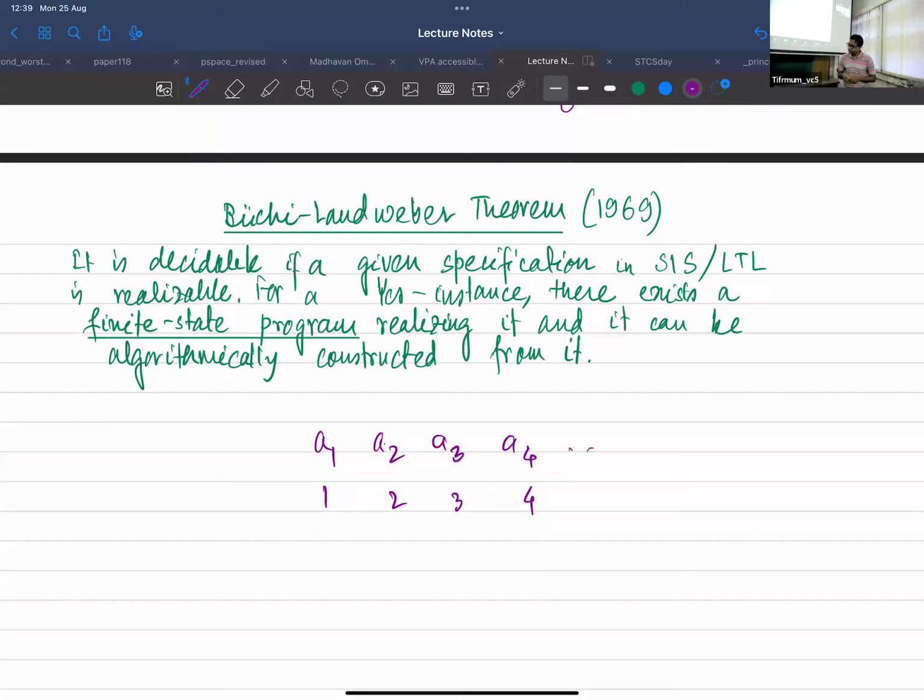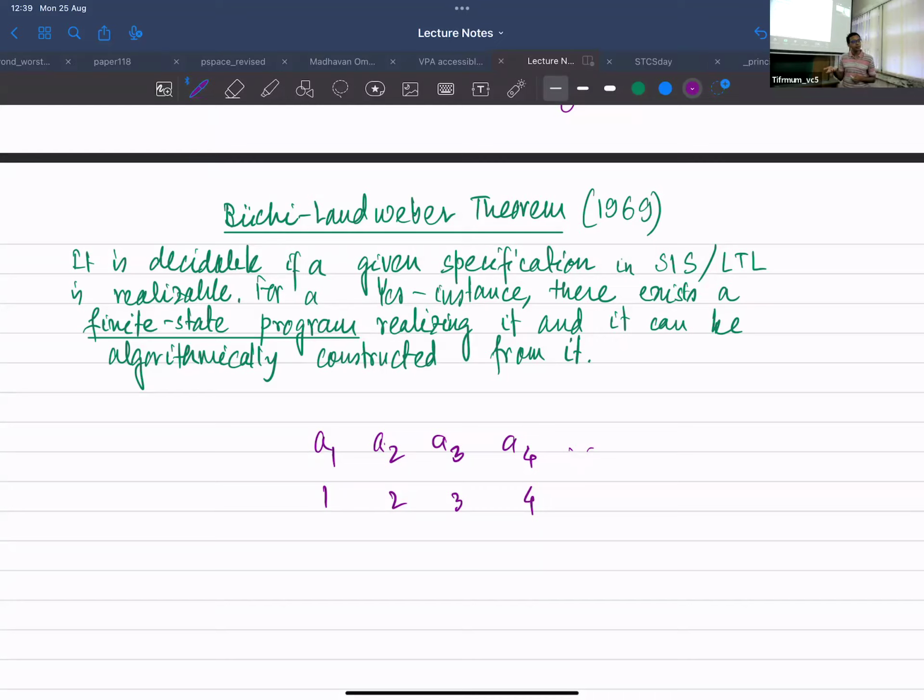Okay, so monadic second order logic strictly extends first order logic. If the specification is given in this kind of logic, or in linear temporal logic, then the synthesis problem, like can I come up with a circuit, is there a circuit which is realizable, is decidable. And all it requires is a finite state program.